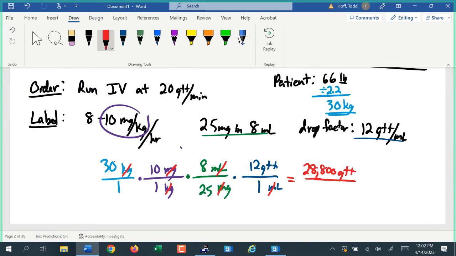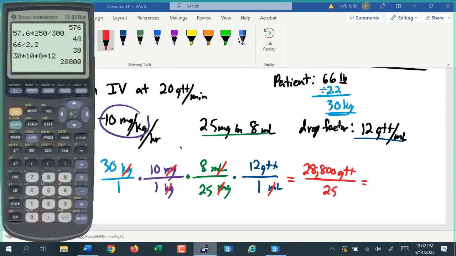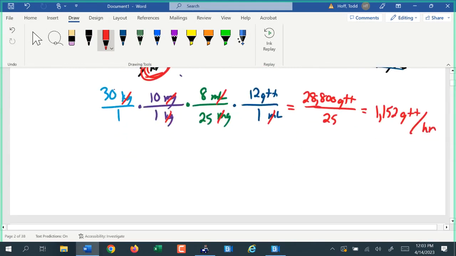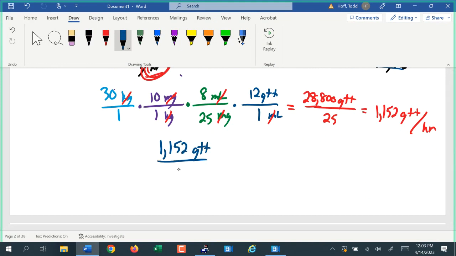On bottom, 1 times 1 times 25 is just 25. So we'll divide that by the 25. You get 1,152 drops. Well, how's that spread out? This was per hour for the recommendation. So this is going to be drops per hour. So all we have to do now is to convert that into drops per minute. Take our 1,152 drops over 1 hour.